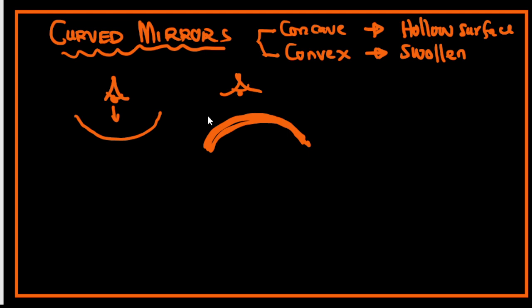So, like I said, a concave surface is always what? A hollow surface, while a convex surface is a swollen surface. If I give you something like this and I ask you, is it concave or convex? You can't answer that question yet, except I ask you the position you will be standing.